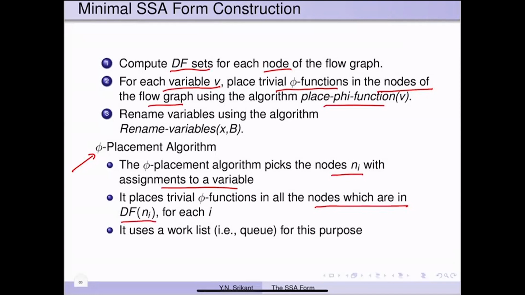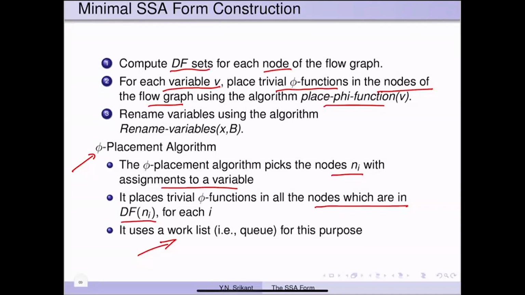So take a variable, see where it is assigned. For each of those blocks, take the dominance frontier and put the phi function in those blocks which are in the dominance frontier. That's all. And to make sure that we are computing the join plus instead of just the join, we use a queue work list for this purpose. In other words, once we decide that a phi function has to be placed in a node, that node is added to the queue so that we pick it up again for another round of phi placement.